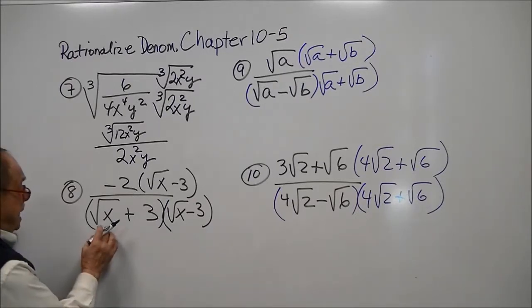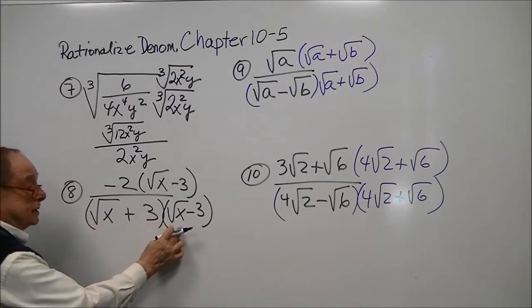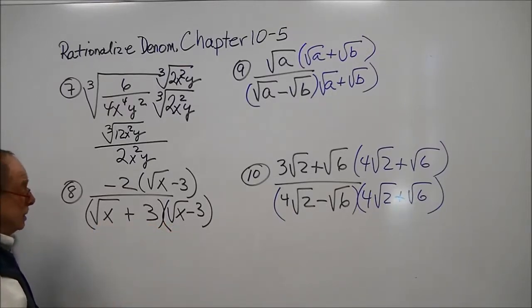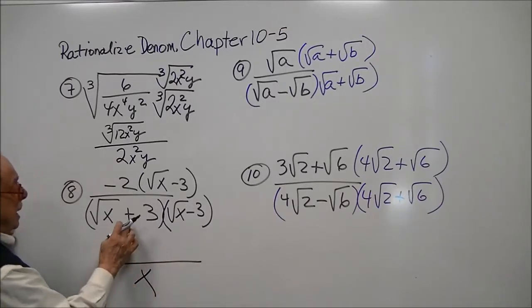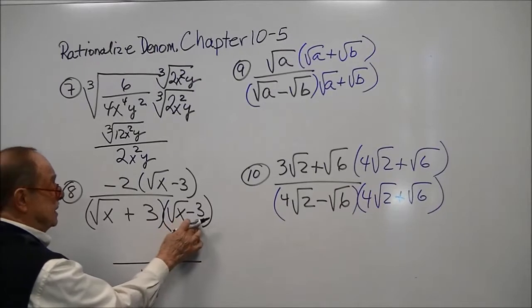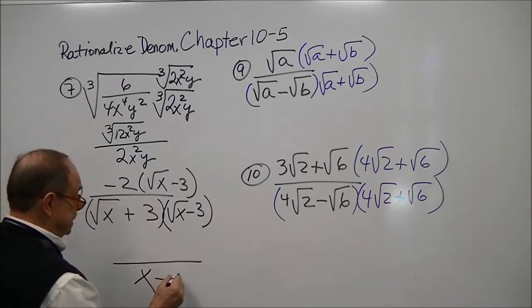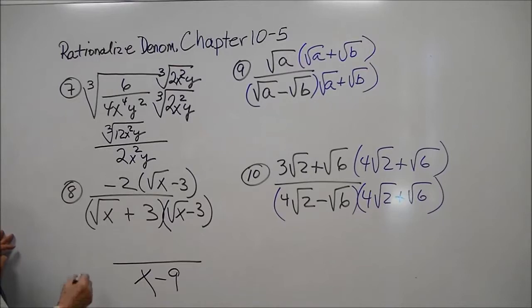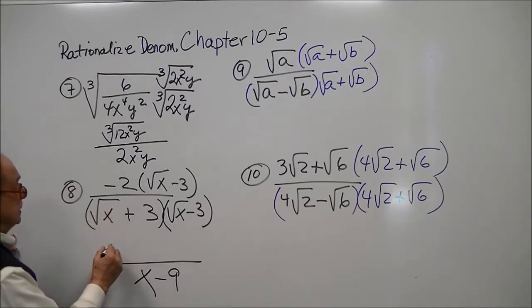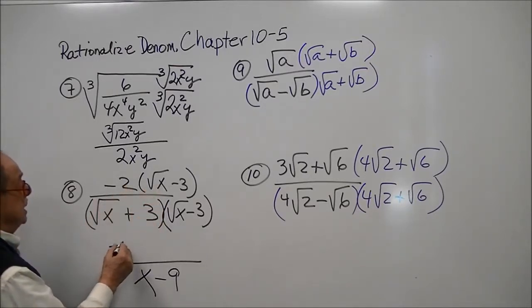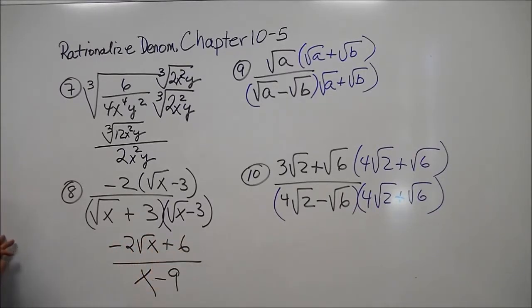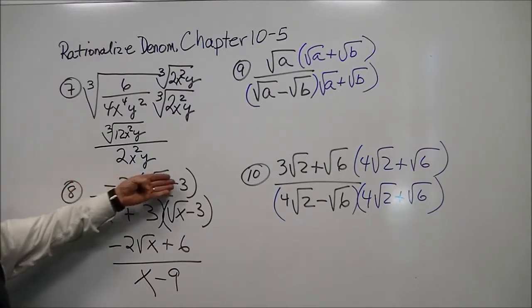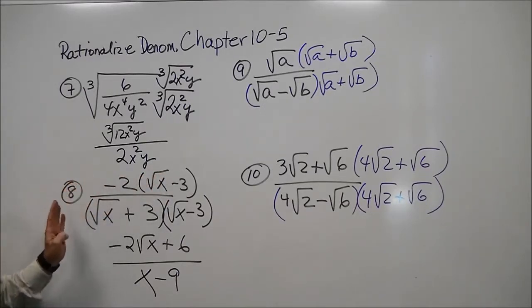In number 8, we have the square root of x times the square root of x gives you the square root of x squared, which just becomes x. And then a positive 3 times a negative 3 is a negative 9. And our top, we could just leave it this way, but we'll multiply through. Negative 2, the square root of x, plus 6. Sometimes they leave this in factored form on top, but this is good too.